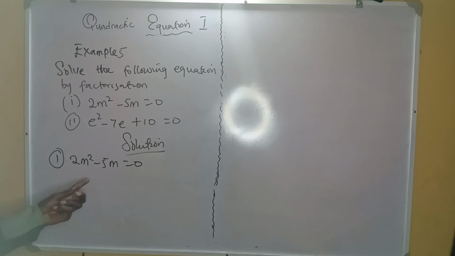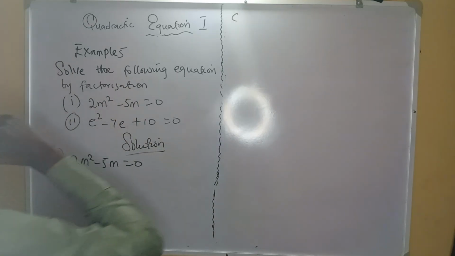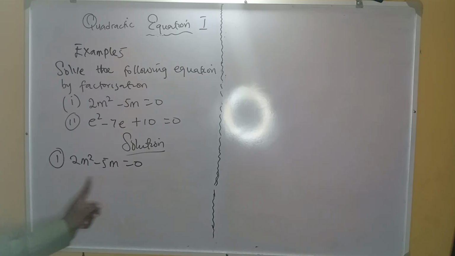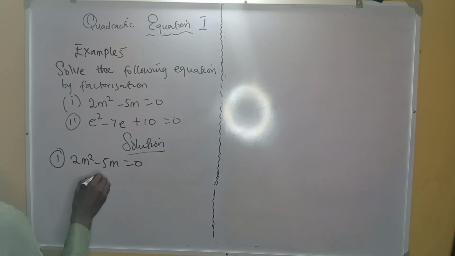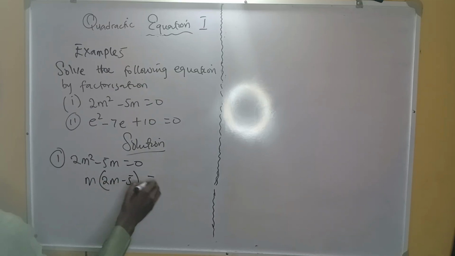What you do is, this one has no c. In this case, there is nothing like c. There's no constant. So what we focus on is, what is common here? The common factor here is m. So if you bring factor m out, you are going to have 2m minus 5.